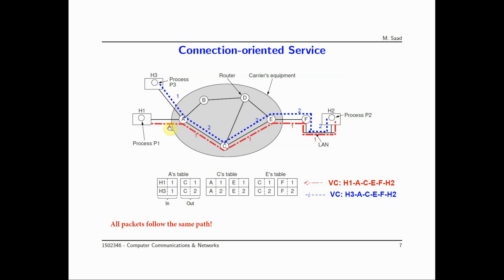So this link will use connection identifier 1. This link will also use 1. This link will use 1. This link will use 1. And the final link will also use 1. How does this information go into the table? Again, let's focus on A's table here.